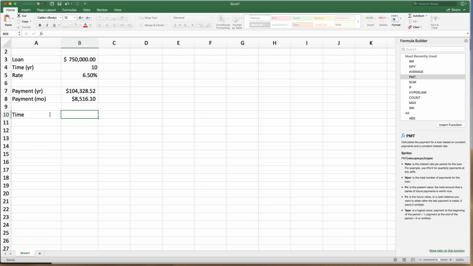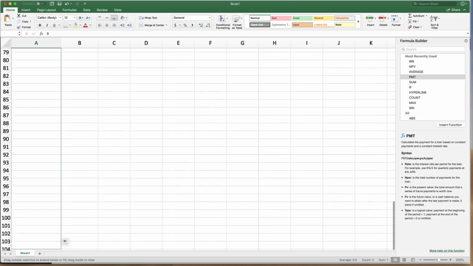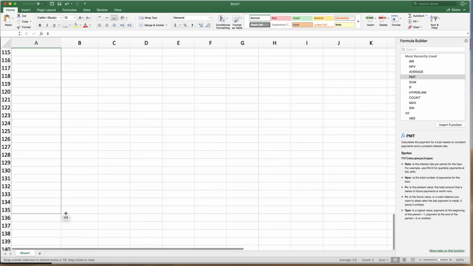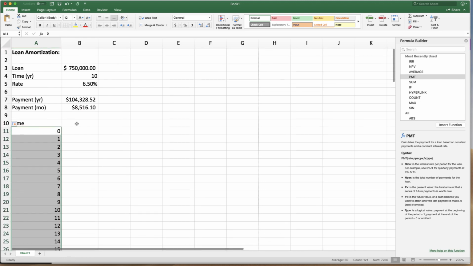So what are the variables we need in a loan amortization? I always start with time, and time will be at time value 0 and then a 1. And I need it all the way out to 120 to deal with our loan amortization. So I just copy this all the way out. Gets me to 120, and those are the payments.